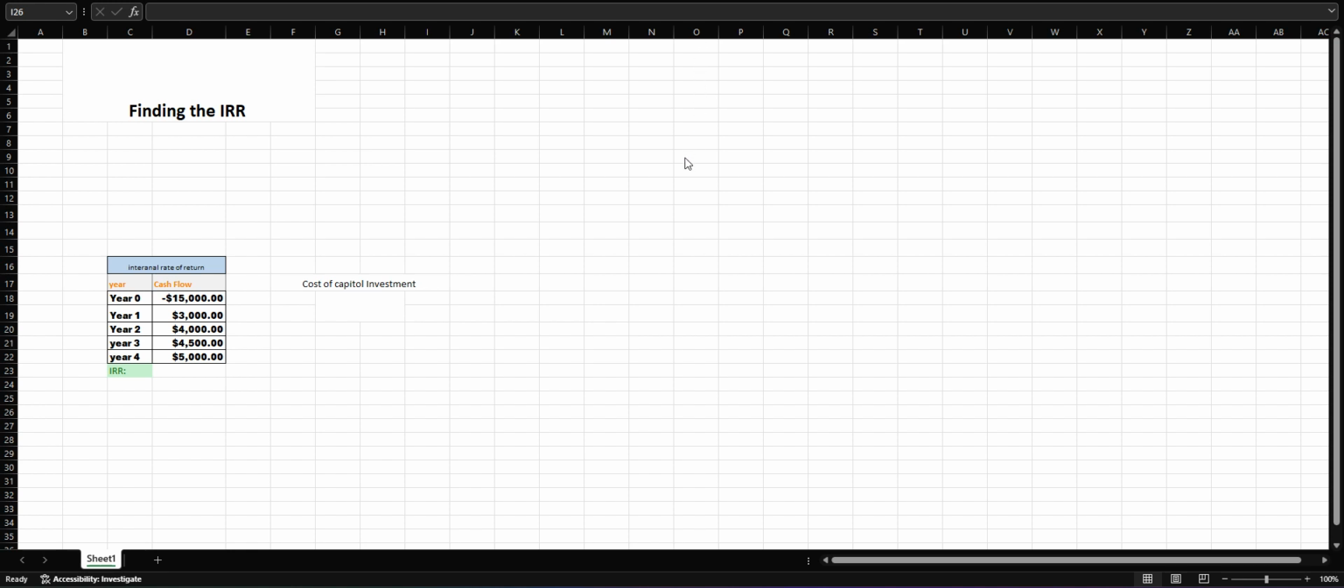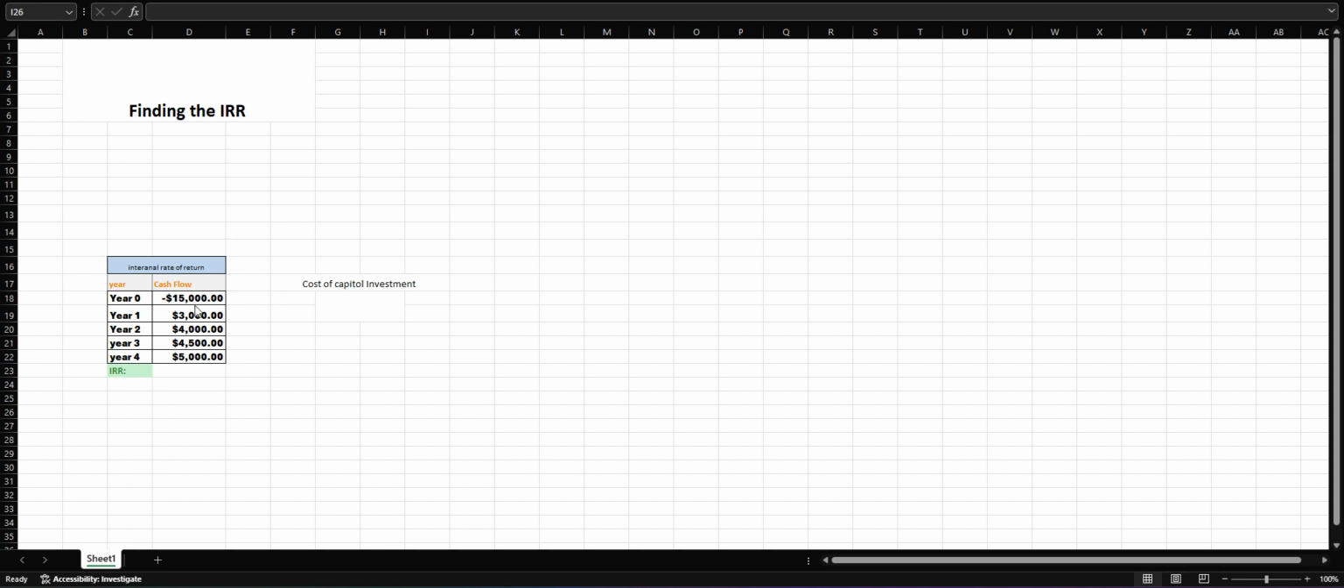Hello class. So today I'm going to be sharing how to use the internal rate of return formula to figure out whether a potential investment that you want to make would be beneficial to you or not. So if you look at this table that I made here, you'll see different years with different numbers, right?